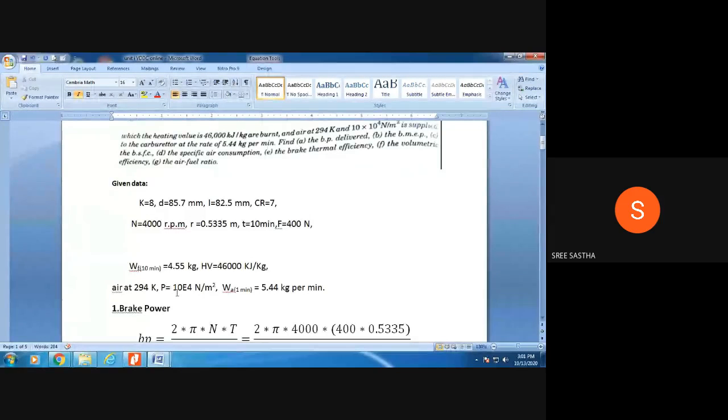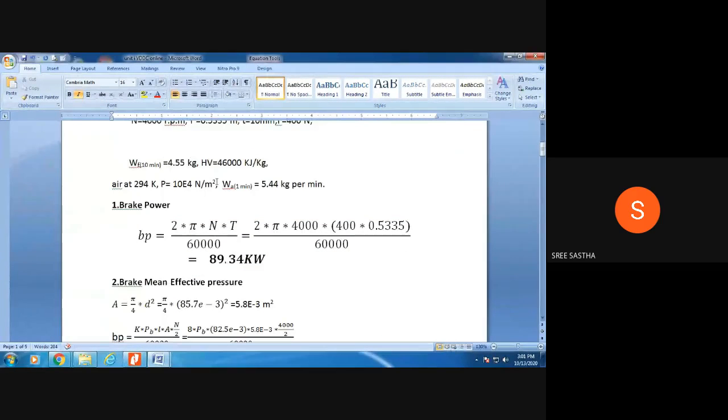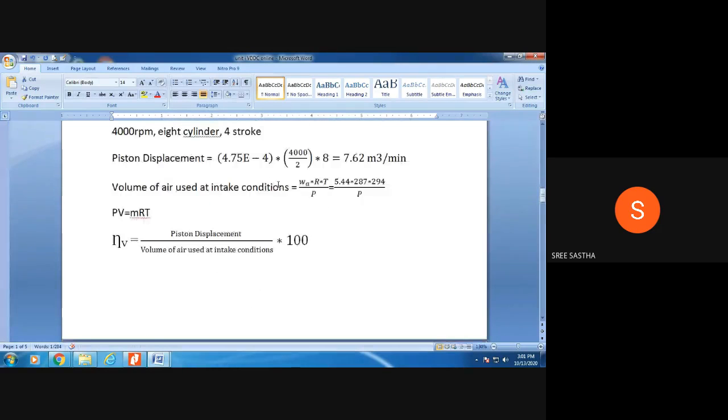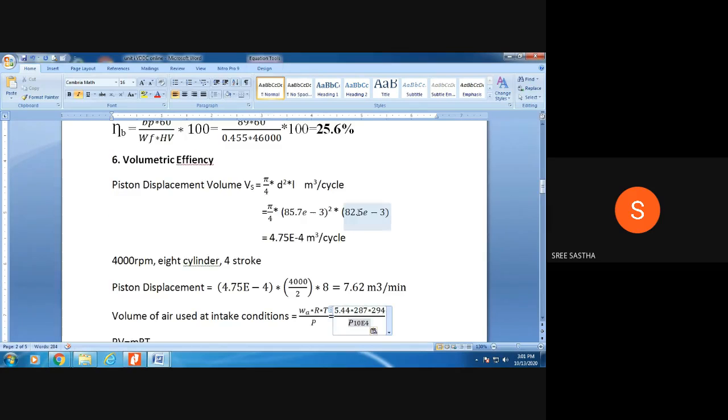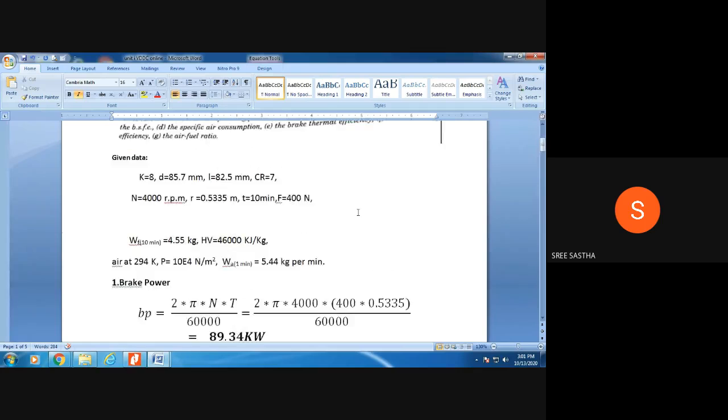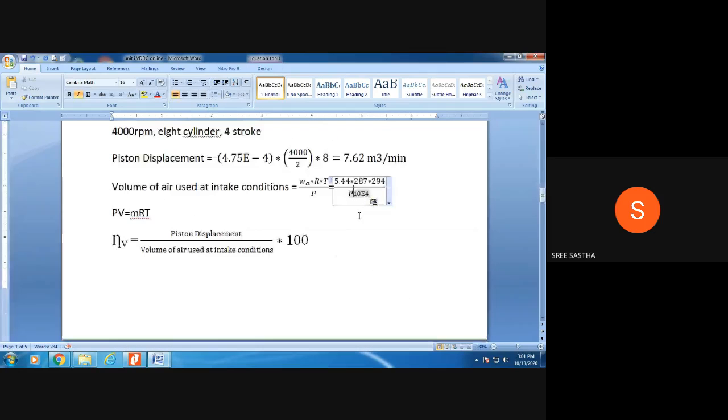P is pressure. He is given what? 10 e power 4 Newton per meter square. Okay, 10 e power 4 is that kind of P. Now I will explain to you. You will be getting one answer for this. Before that, 4.59.